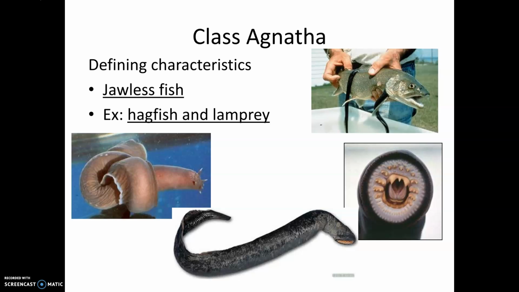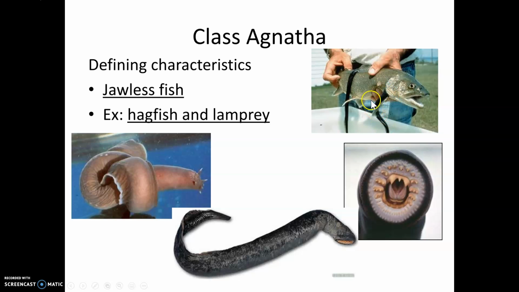So the first class that we're going to see here is Agnatha. This is going to be jawless fish. So our class Agnatha has our defining characteristics of jawless fish. If we take a look at some examples here, it's going to be the hagfish and the lamprey. So here we can see this larger fish here is going to have a jaw. So this is not the animal we're talking about. The animal we're talking about is right here that's hanging off the fish.